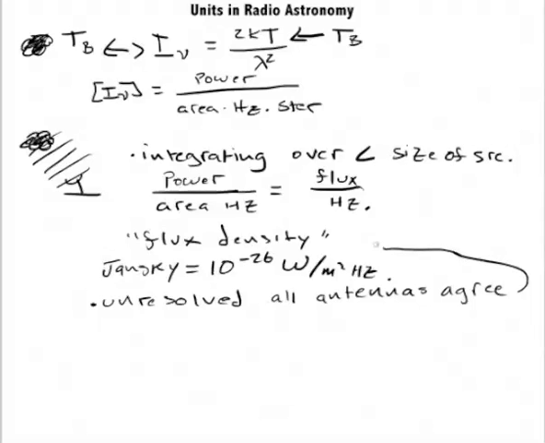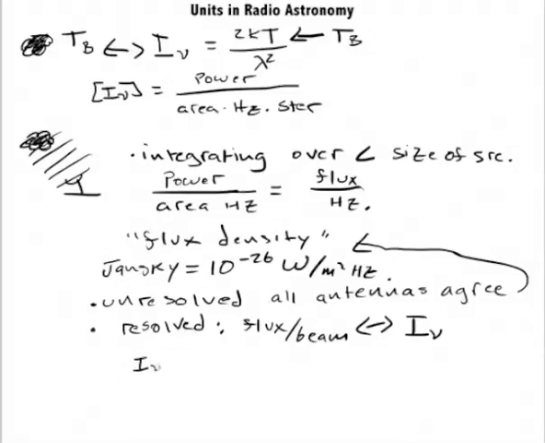However, if the source is resolved, meaning that the beam is actually smaller than the angular size of the source on the sky, then we usually talk about the flux per beam. And this, in effect, is the same thing as the specific intensity, and all antennas will agree on this flux per beam. This leads us to the conclusion that the specific intensity is an intrinsic property of the source.